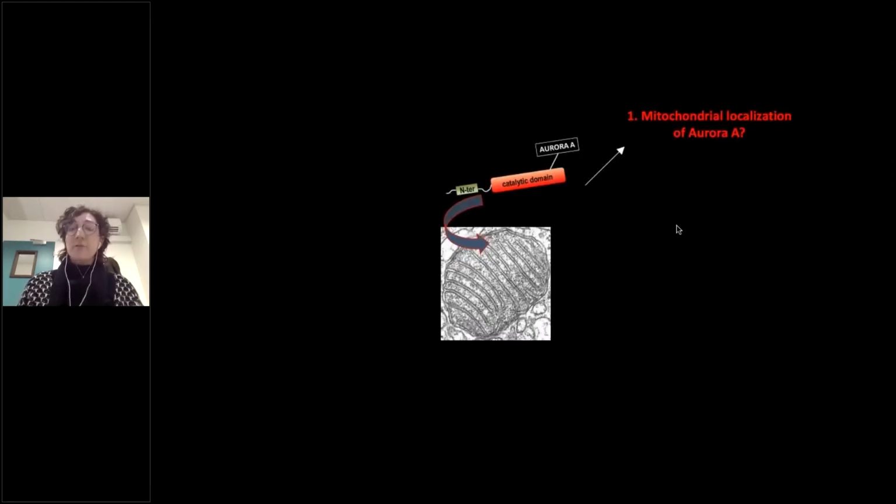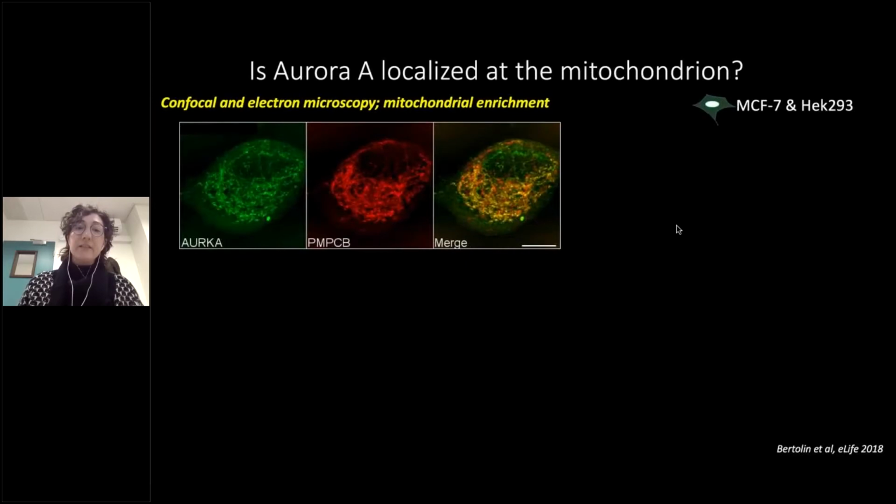To start tackling this question, we wondered first if Aurora A could have a mitochondrial localization at the subcellular level. To answer this question, we first took advantage of high-resolution confocal microscopy. As you might appreciate here in these immunofluorescent micrographs, Aurora A is in green, and it quite nicely colocalizes with an intrinsic mitochondrial protein, PMPCB, here in red, which gives a quite nice yellow merge staining. At this point, we wondered whether Aurora A was just sticking to mitochondria or if it was actually imported inside this organelle. To do so, we needed more resolution.